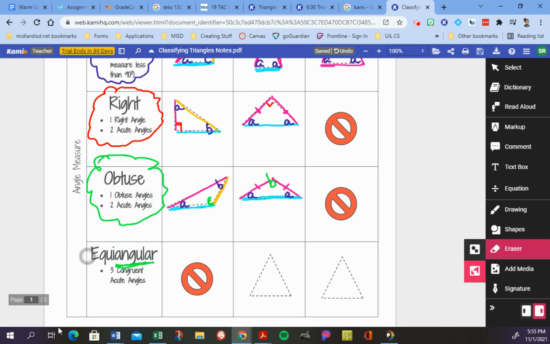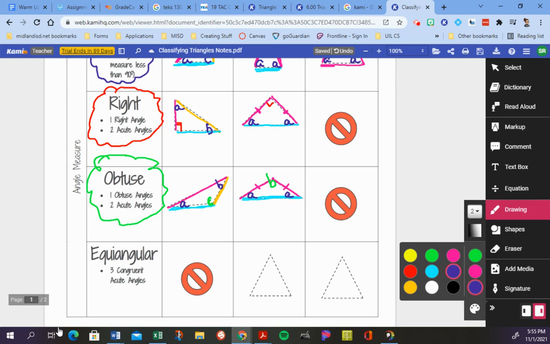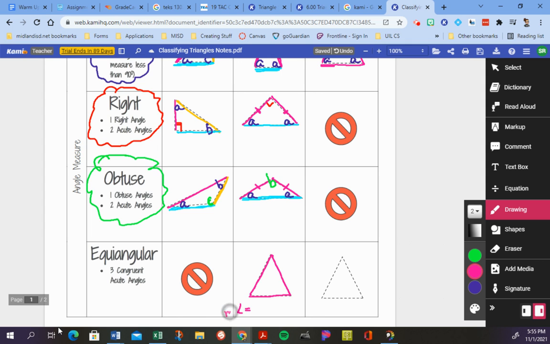All right. Okay, equiangular. We have three congruent acute angles. So three congruent sides. This side congruent to this side, congruent to this side. And the measure of all angles equals 60 degrees. So angle A and angle A equals 60 degrees.